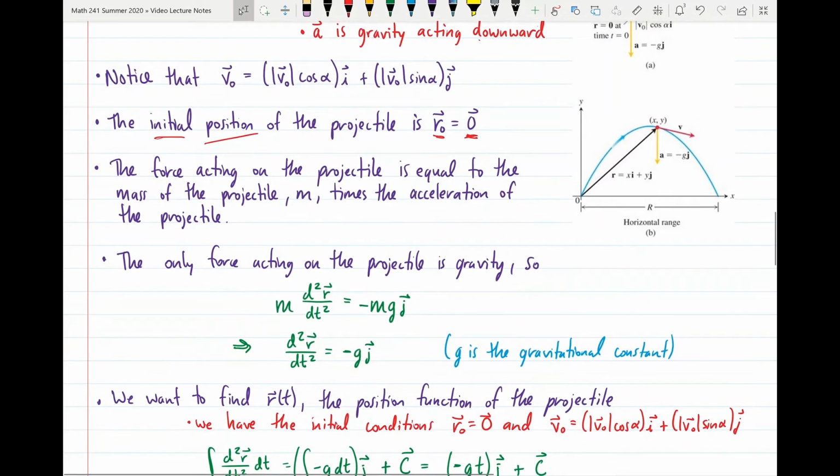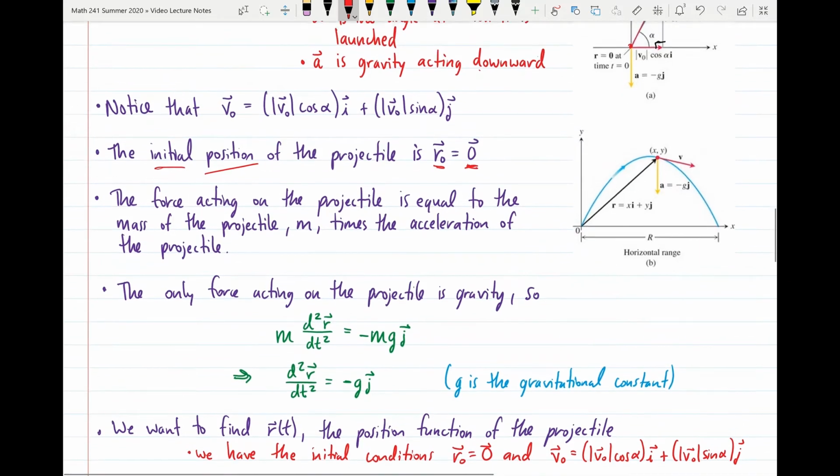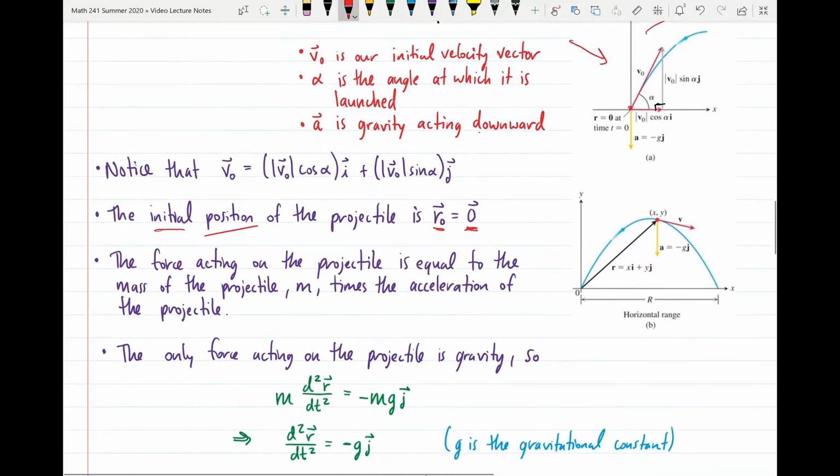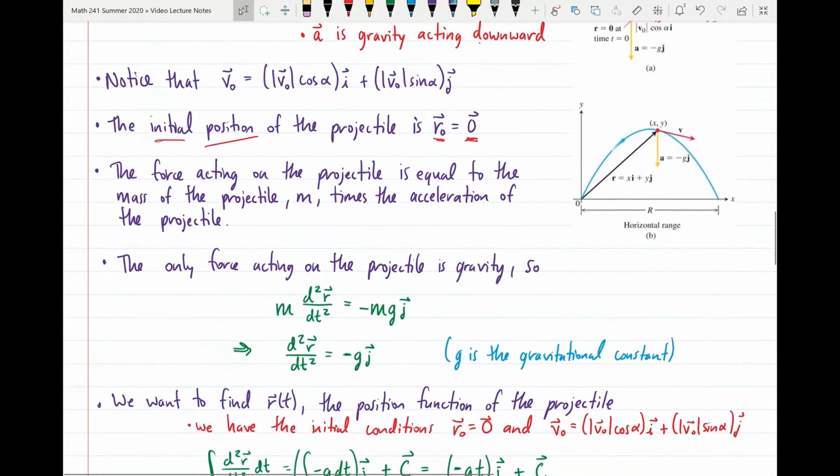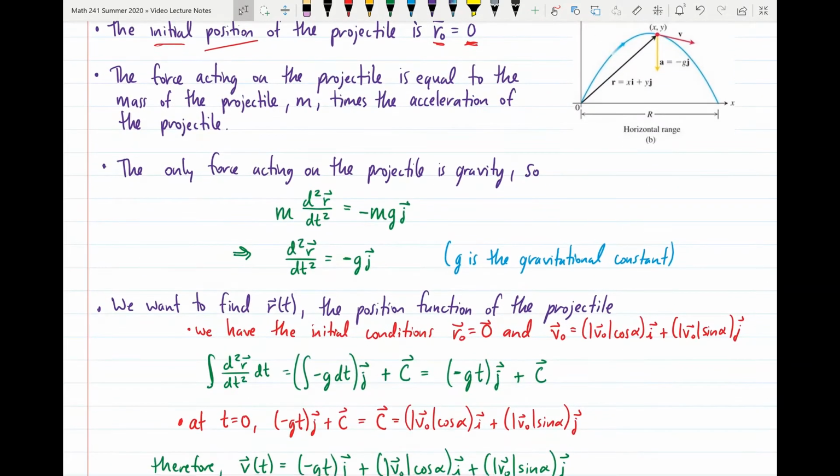And the force acting on the projectile, this is just applying Newton's second law here. So the force acting on our projectile is going to equal the mass of our projectile times the acceleration of our projectile. So let's use this fact to get the ball rolling and see if we can figure out an equation describing the position of our projectile, just from these few facts that we know. So the only force acting on the projectile is gravity, which is something that we assumed. We're not going to account for drag or other kinds of forces.